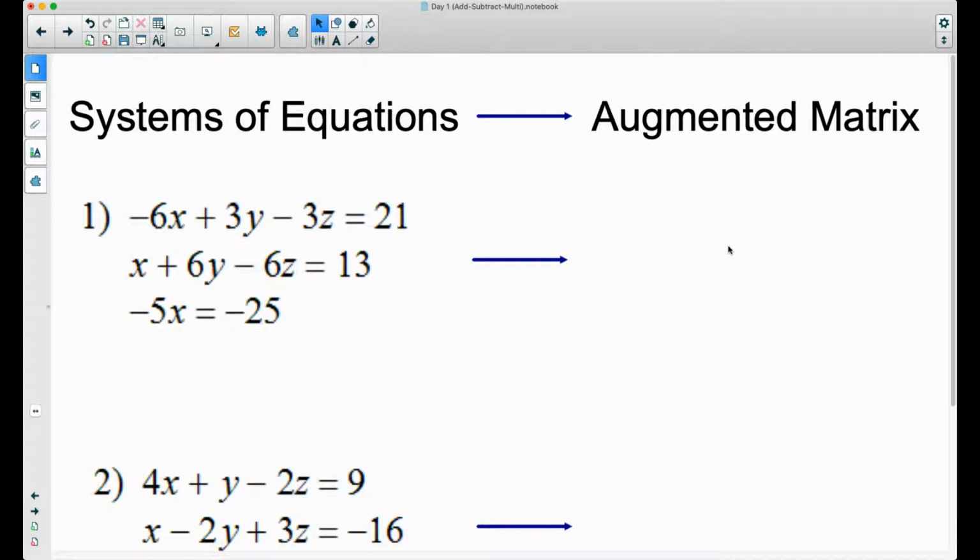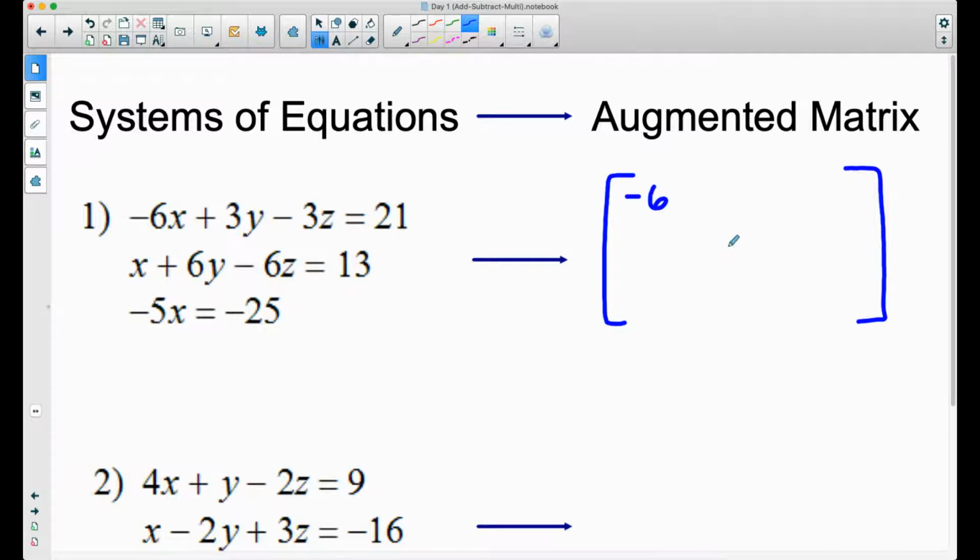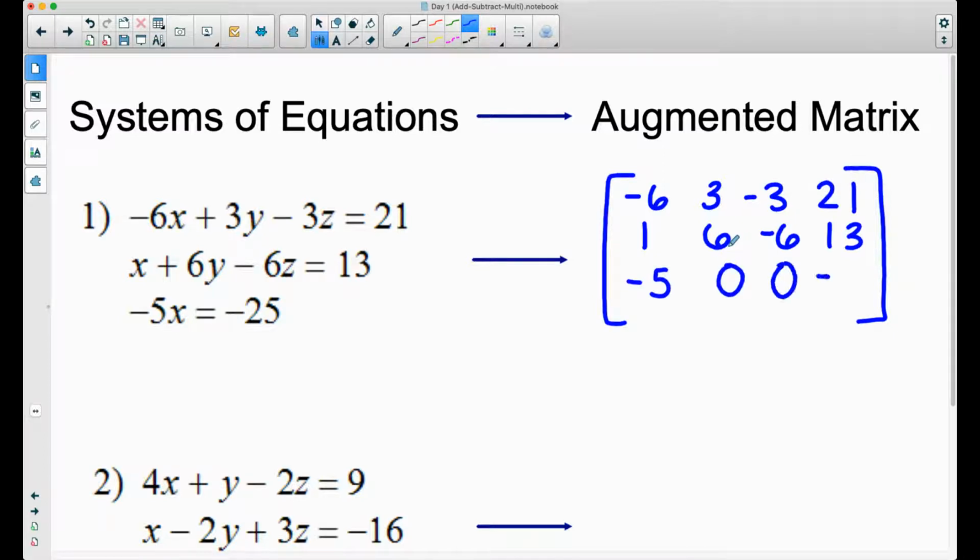Okay, so the key is to make sure that you keep all of your x's in the same column and all of your y's in the same column, all of your z's and all of your solutions. If you do not have a representative of that coefficient, then you need to put 0. So on the last line, we only have an x, we don't have a y, we don't have a z, but we do have an answer. Okay, so all I did was take all of my numbers, my coefficients, the numbers in front of the variables, and I wrote them down.